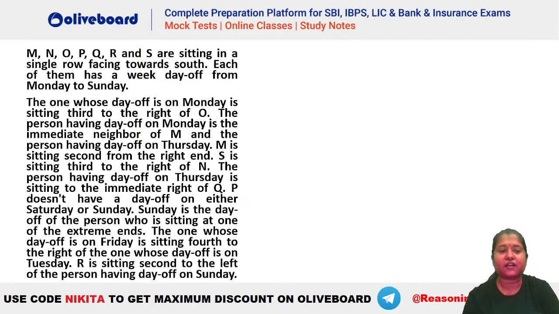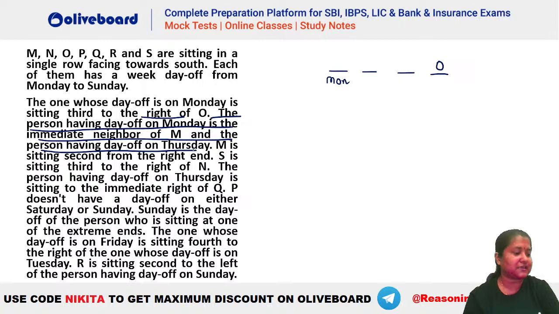Let's see. The one whose day off is on Monday is sitting third to the right of O. मतलब मान लो ये आपका O है. Let's say this is your O. So Monday should be third towards his right because we know that these people are facing the south. तो right left उल्टा होगा, ठीक है. This is done.